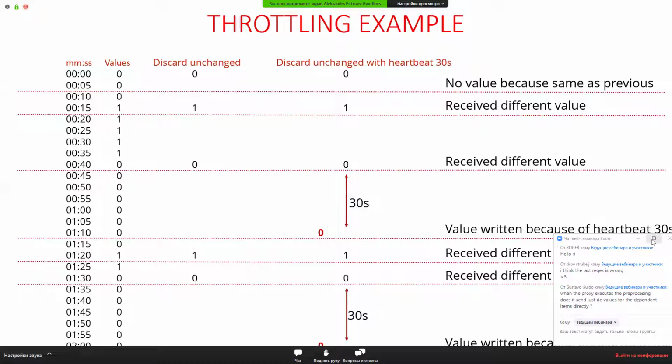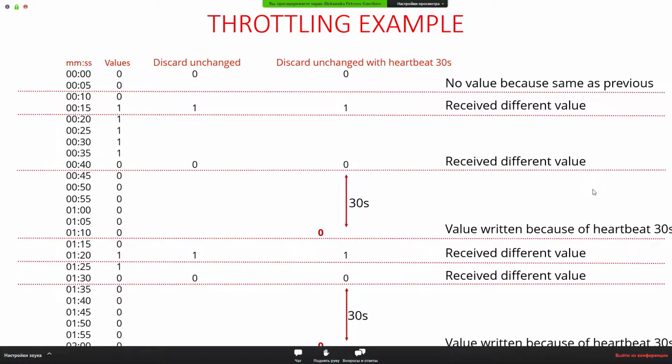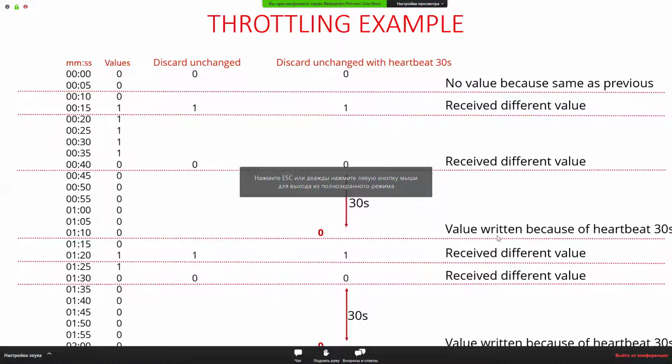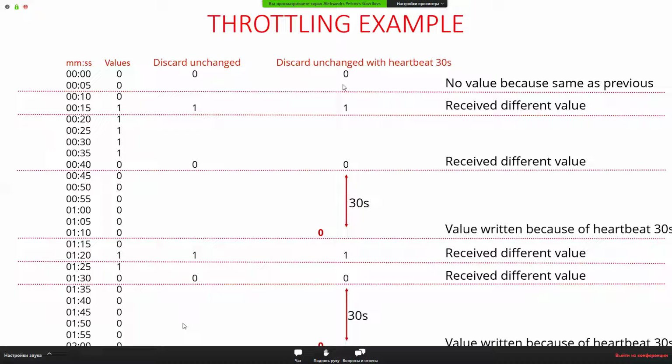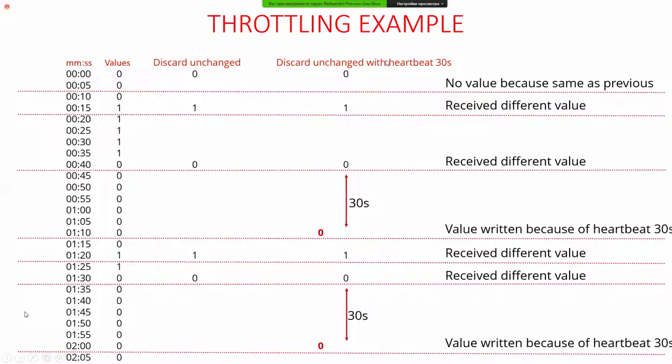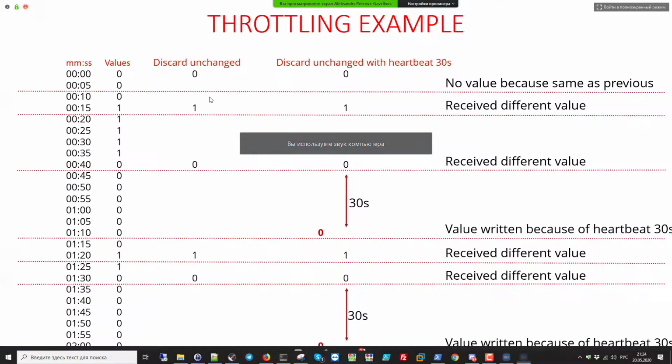So we check the item each 5 seconds in the column right here, so discard and changed, and we have also in a near column discard and change with a heartbeat of 30 seconds. So the heartbeat is executed every 30 seconds. Now let's take a look. So the first one is 0. We don't receive values on the next check because the checks are actually the same, and that works for both of the pre-processing steps. Heartbeat.